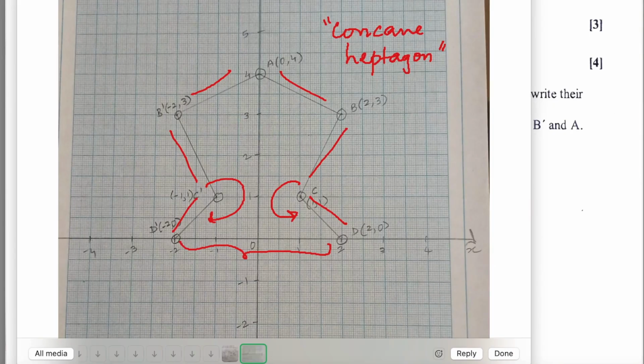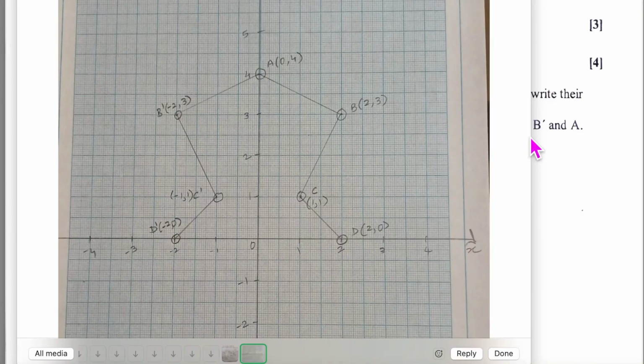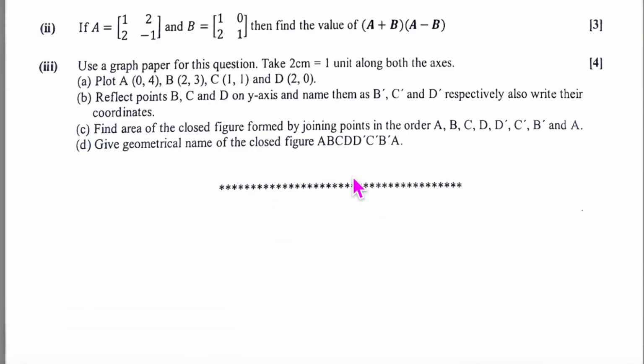How was it? Yeah, we understood this. It was for 4 marks. Yes, ma'am. So this is 1 mark, this is 1 mark, reflection is 1 mark, and this is 1 mark. All right.